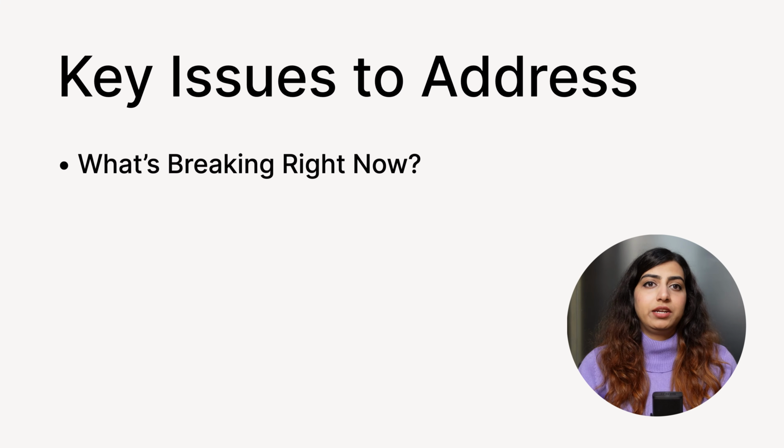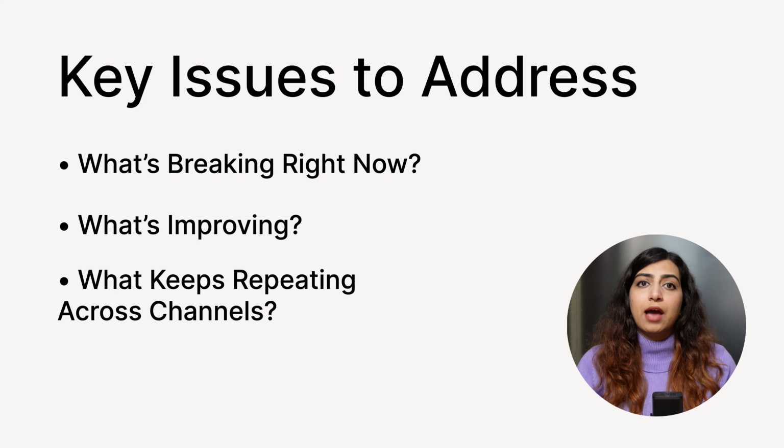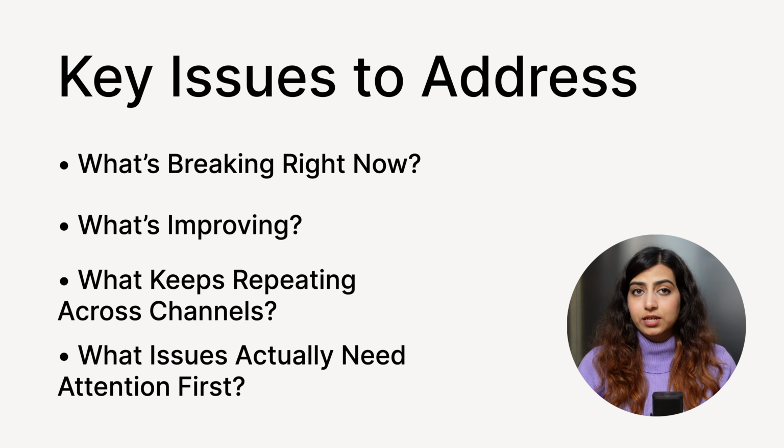So instead of asking, what did customers say? You can answer what's breaking right now, what's improving, what keeps repeating across channels, and what issues actually need attention first. That's the real shift. Because raw text is messy, customers use emotion. They explain the same problem in different ways. And when feedback comes from surveys, tickets, chats, and reviews, it quickly becomes overwhelming.